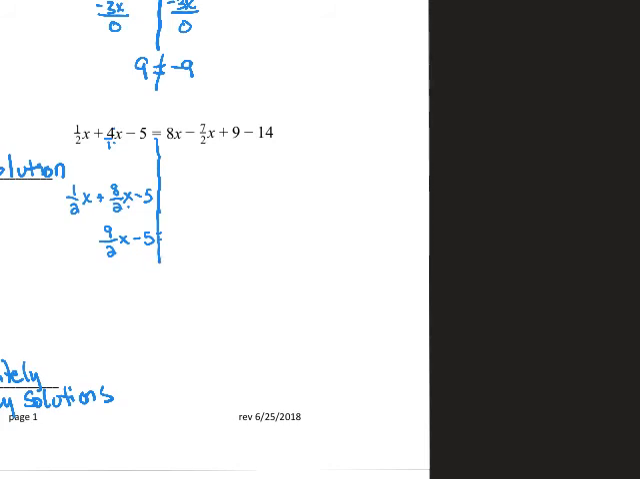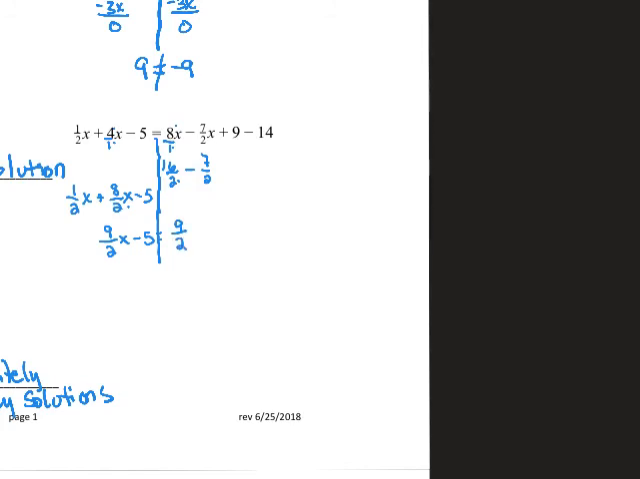Let's take a look at the right side. We have to do the same thing. Again, this is 8 over 1 x, and we want them to be both over 2. So what did I have to multiply the denominator by to get it to be 2? 2. 1 times 2 is 2. So then I have to multiply the numerator times 2, and I get 16 halves. 16 halves minus 7 halves is also 9 halves.